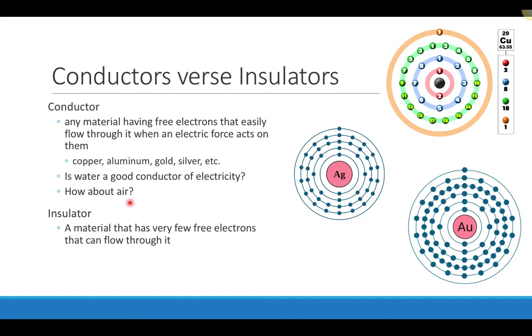How about air? Is air a good conductor of electricity? The answer to that is no. In general, air is not a good conductor of electricity. It's actually a pretty good insulator. But even air can break down and conduct electricity. If you think about it, you can probably think of an example of when air breaks down and conducts electricity. One obvious example is during a lightning storm.